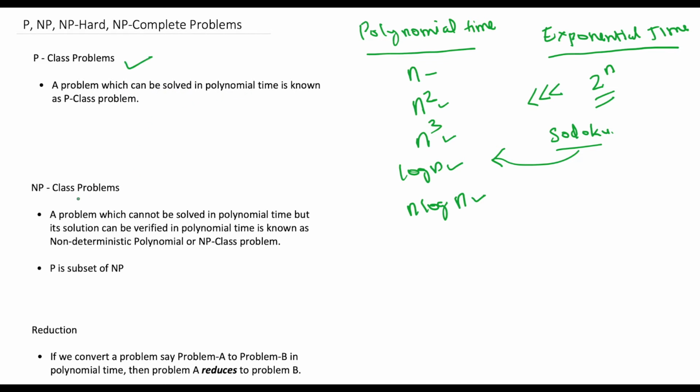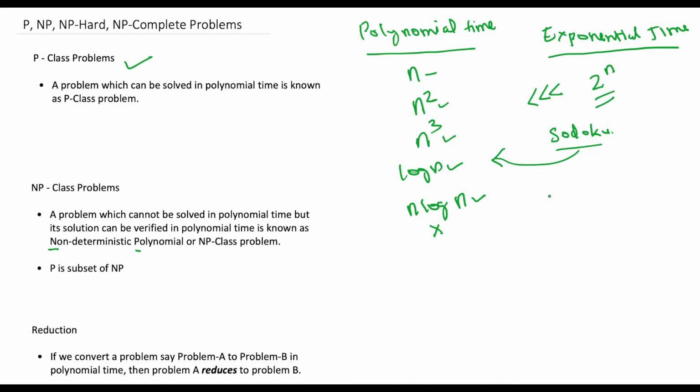Now the next category is NP class problems. A problem which cannot be solved in polynomial time, so we are out of the P category, but whose solution can be verified in polynomial time, is known as non-deterministic polynomial, or NP class problems. So we cannot solve the problem in polynomial time, but its solution can be verified in polynomial time. For example, take the case of Sudoku. The Sudoku problem is very hard to solve, but you can verify very easily a solution if one is given. You can check whether it is right or wrong, so that process is very easy. But finding a solution for Sudoku is difficult, and that will take exponential time. But its solution can be verified in polynomial time.